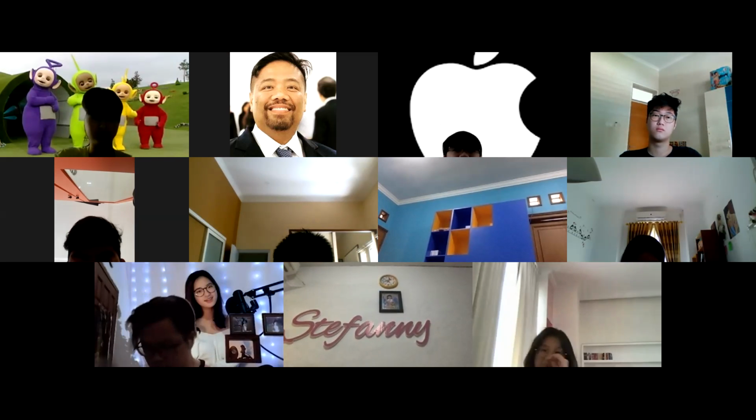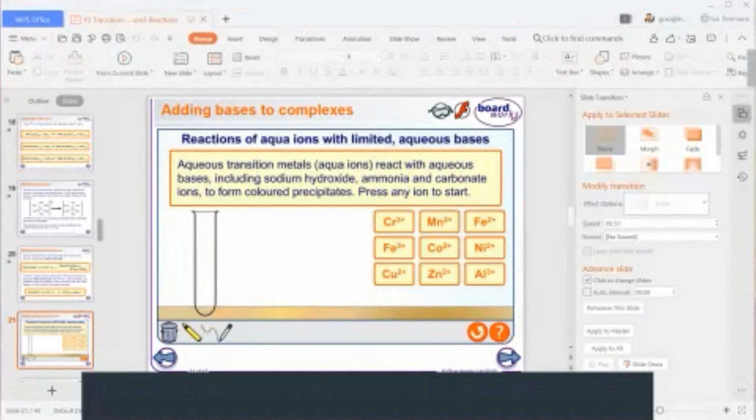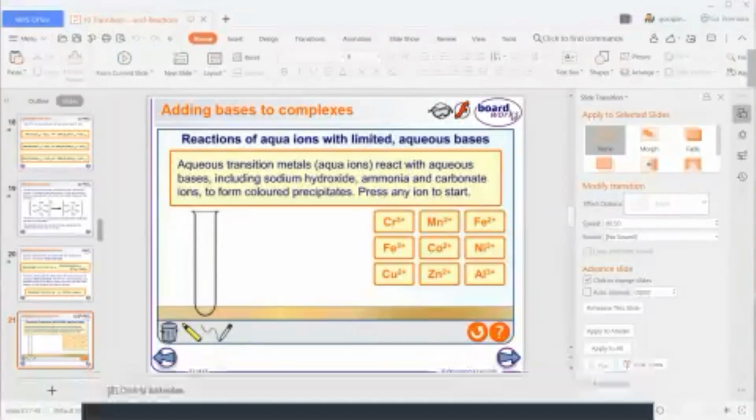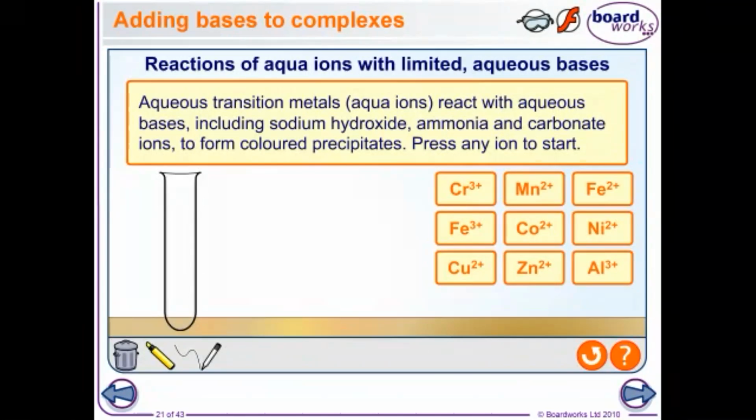Let's look at the simulation of the reaction. Adding bases to complexes will give us the following results. Aqueous transition metal aqua ions react with aqueous bases, including sodium hydroxide, ammonia, and carbonate ions, to form colored precipitates. When we say precipitates, these are the solid part of the solution.